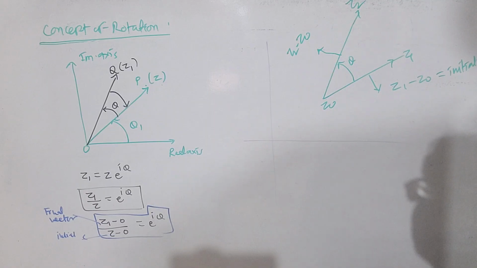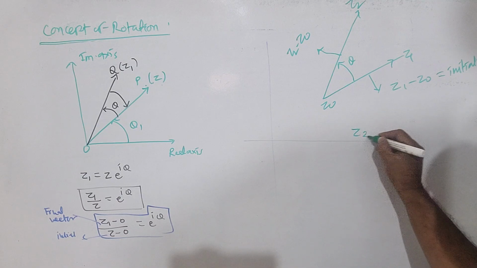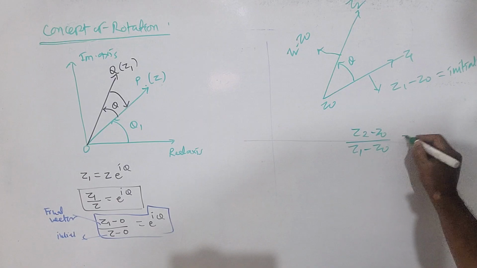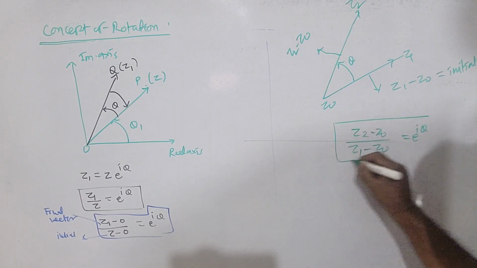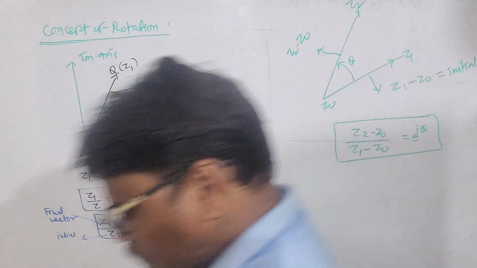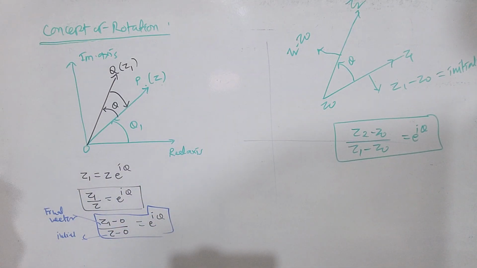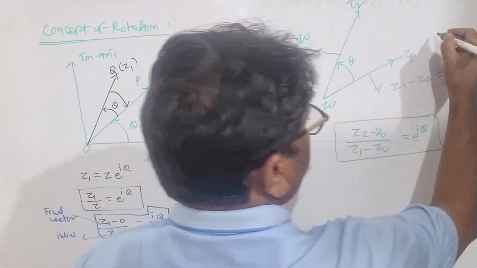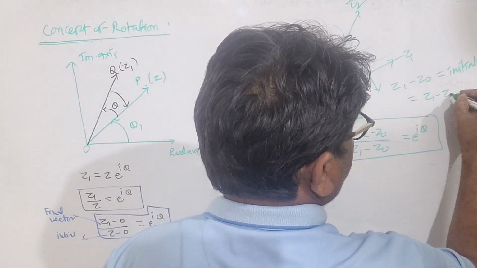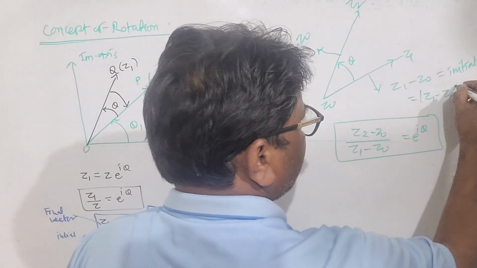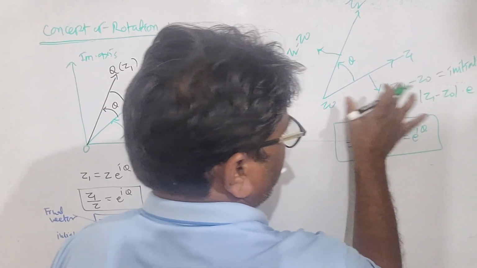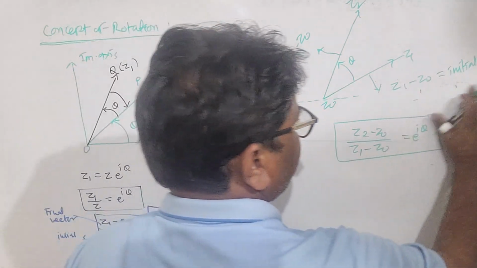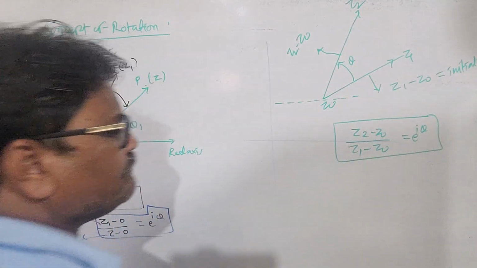So by the concept of the rotation of complex number, I can write (z2 minus z0) upon (z1 minus z0) equals e to the power iota theta. Mind it, here the modulus of both the vectors is the same. Because this vector z1 minus z0 can be written as its modulus into some argument, whatever argument it is making with the positive direction of the x-axis. But the modulus are the same, so therefore we can directly write this.